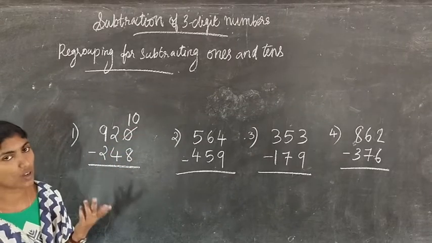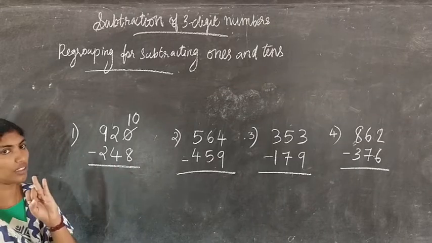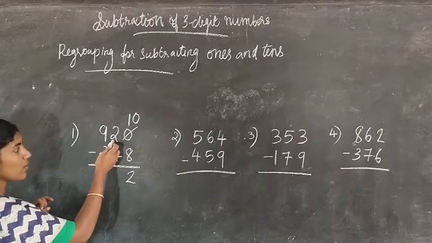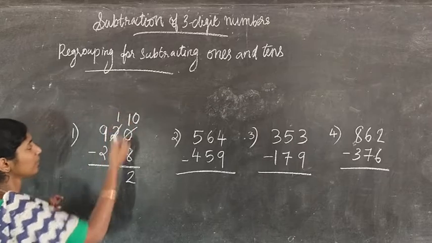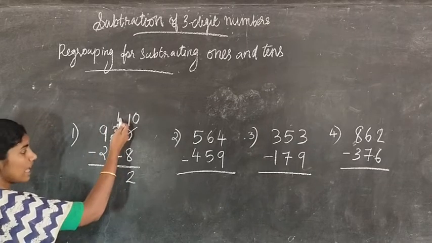How are we doing this? We can use our fingers. That means after 8, 9, 10. So how many are there? Yes, we have 2. Then here 10 was borrowed by this ones column. So here we have only 1. And we also know that 1 is less than 4.